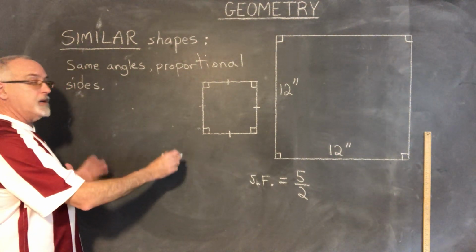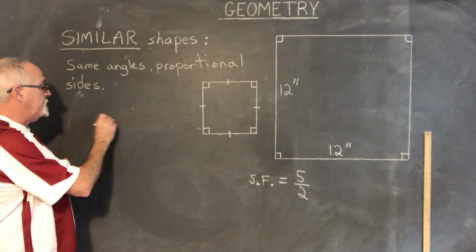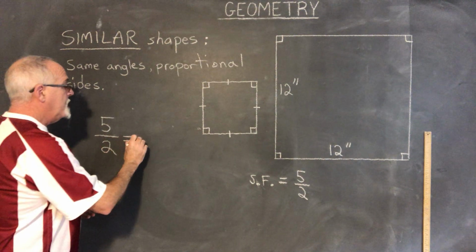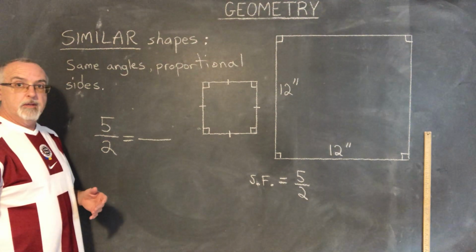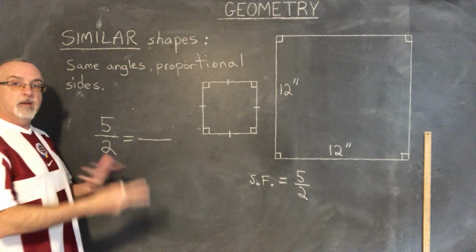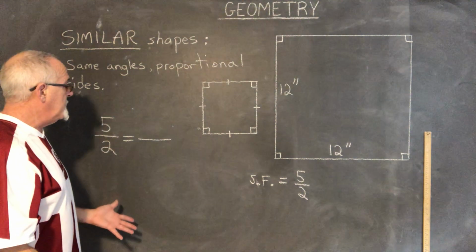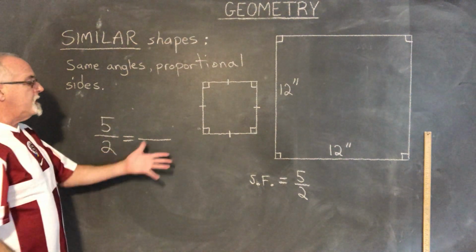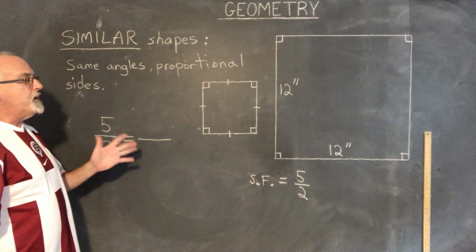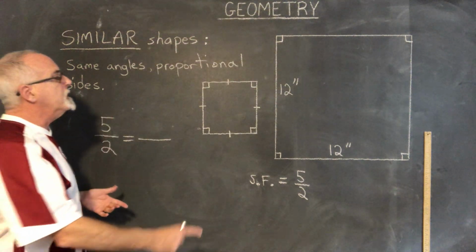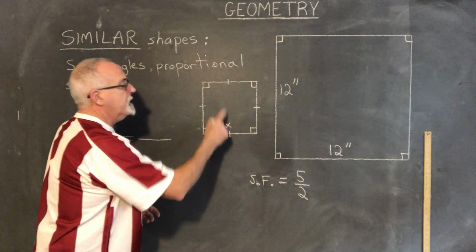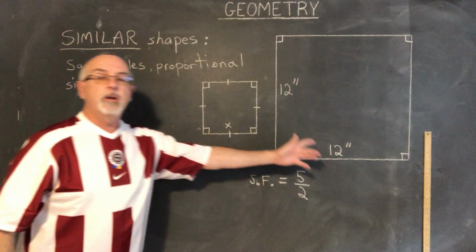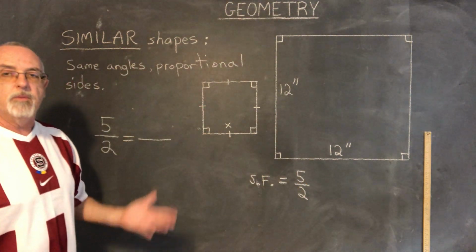I'm going to start by taking my scale factor and writing it on one side of a proportion. Proportions are what we use to solve for missing side lengths when we have similar shapes. So the scale factor sets me up on one side of the equal sign. I need to fill in the other side. I'm going to put in an x, and the x is going to be the side length of the smaller square. And I'm going to put in a 12. Where do I put the 12? Where do I put the x?